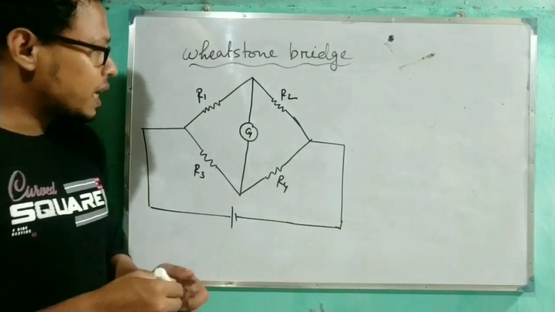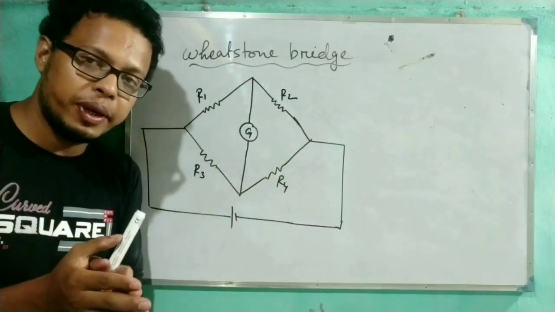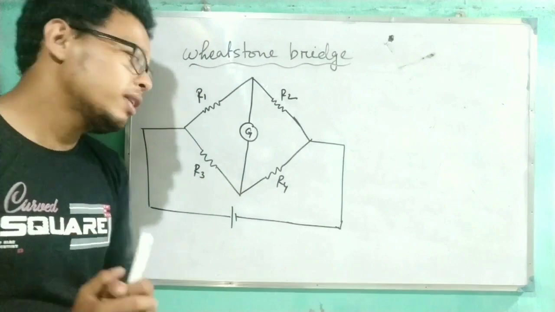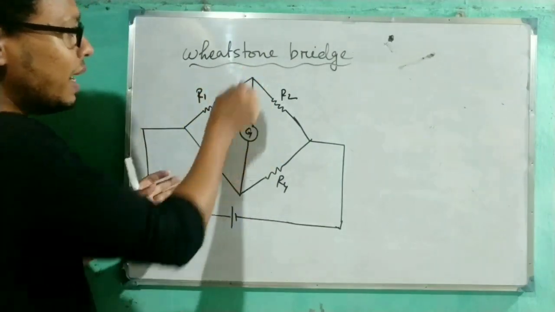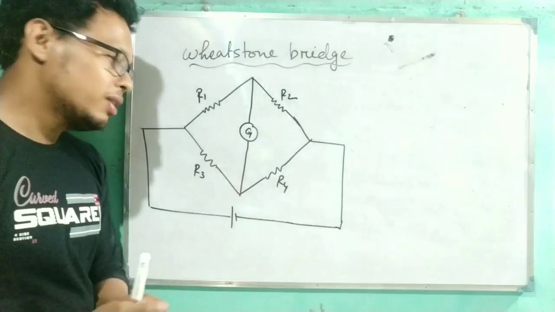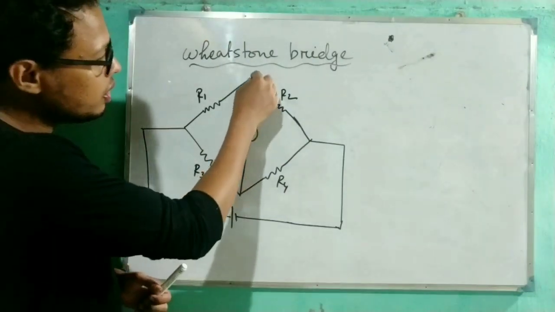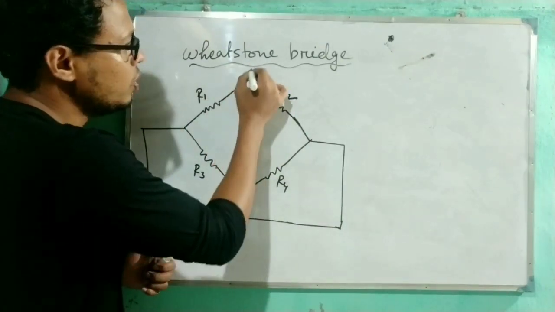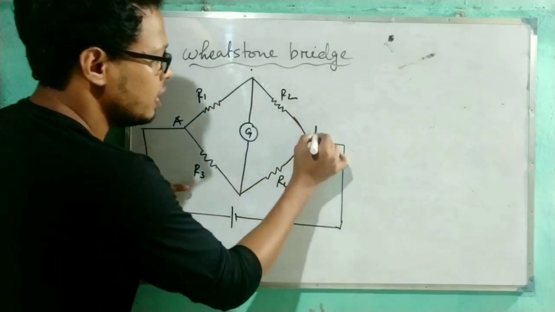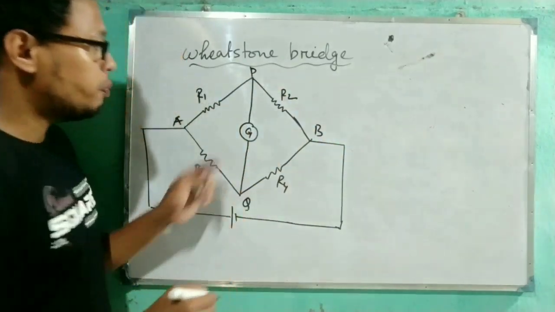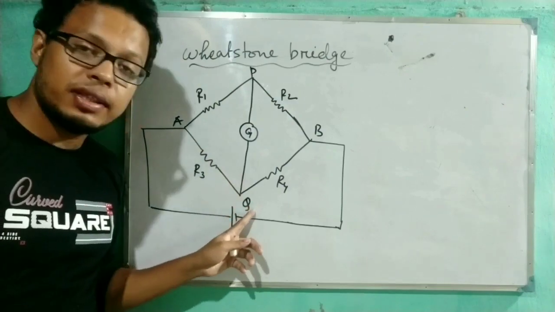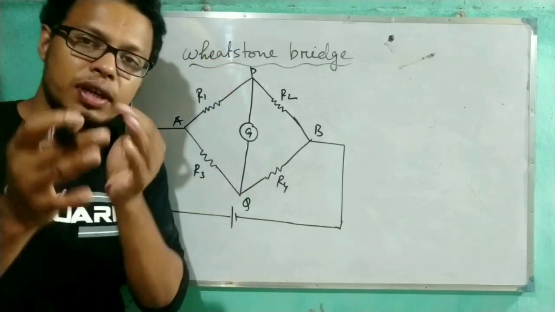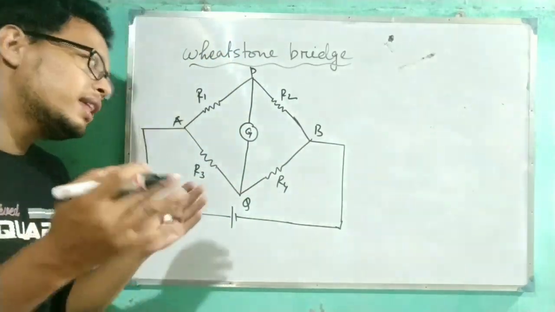And he told us to adjust the resistance in such a way that there is no current flowing through the galvanometer. Again, adjust the resistance in such a way that no current flows through the galvanometer. One thing we can say: when the current will not flow through the galvanometer, the potential at this point, I am giving the labels A, B and P, Q, the potential at P is equal to the potential at Q. Then the current will not flow. If the potential is the same, then how will the current flow? When there is a potential difference, then the current will flow.